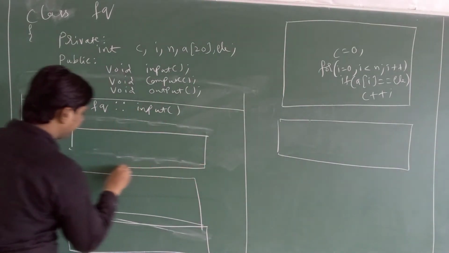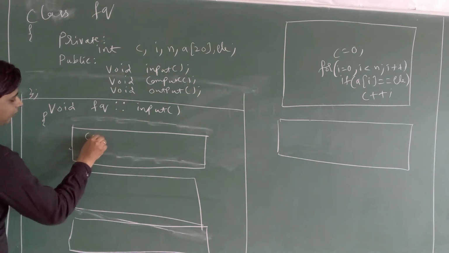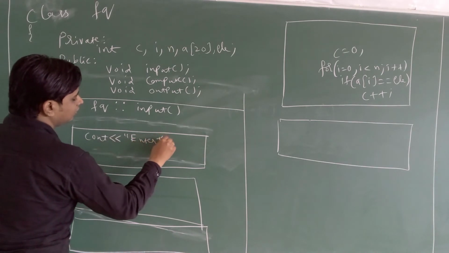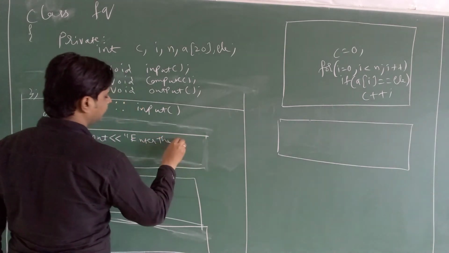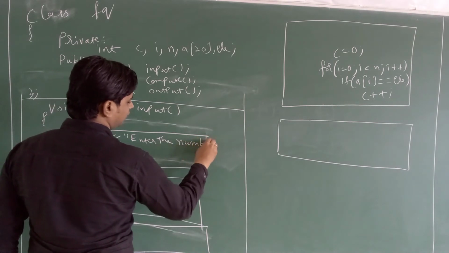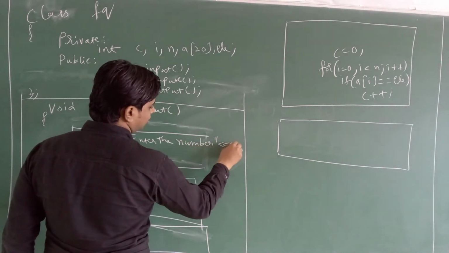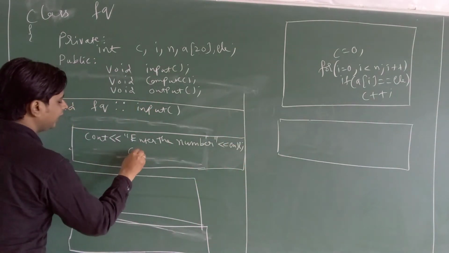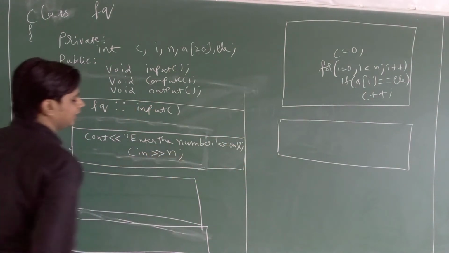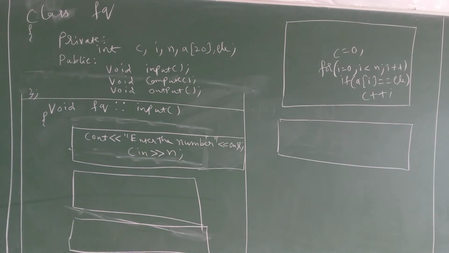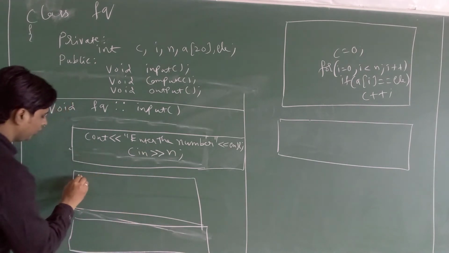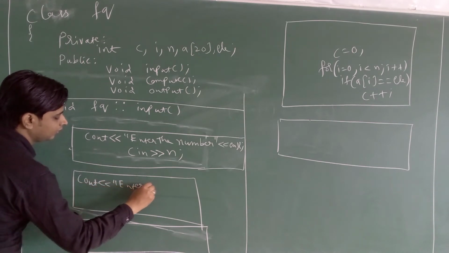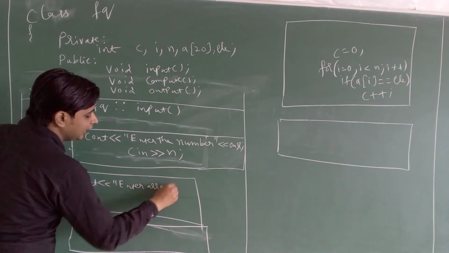First input is what? N. So give your statement before that: cout, enter the number. Then cin input is N. Clear? The second input is array, so you have to give cout, enter array. Listen very carefully to this one.